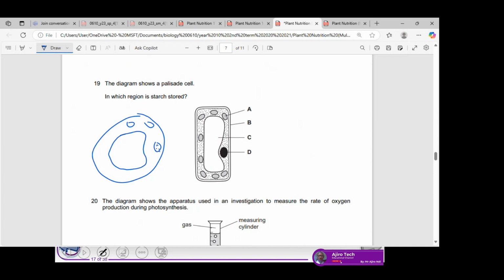So let's see if we can label this. Give me the names of A, B, C, and D. D is the nucleus. Very good. Could you spell nucleus for me? Nucleus. Beautiful. C is the vacuole. I like the way you pronounced it, so it's easier to spell that way.